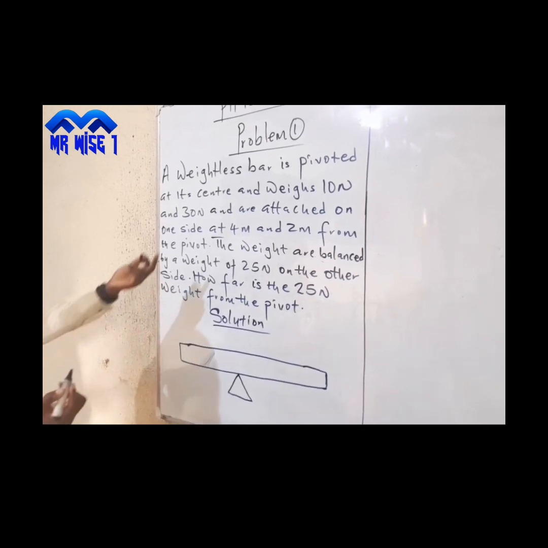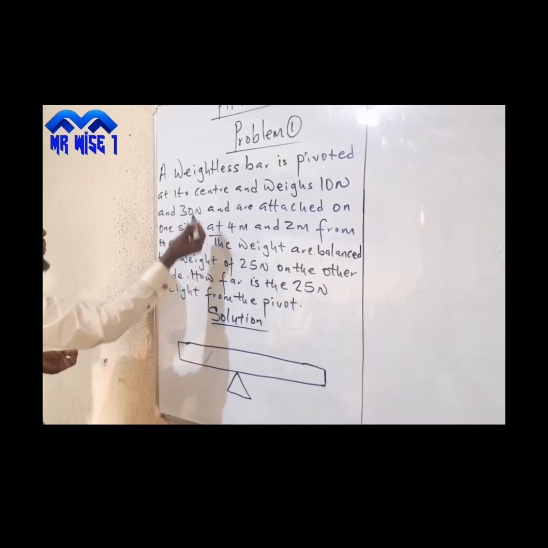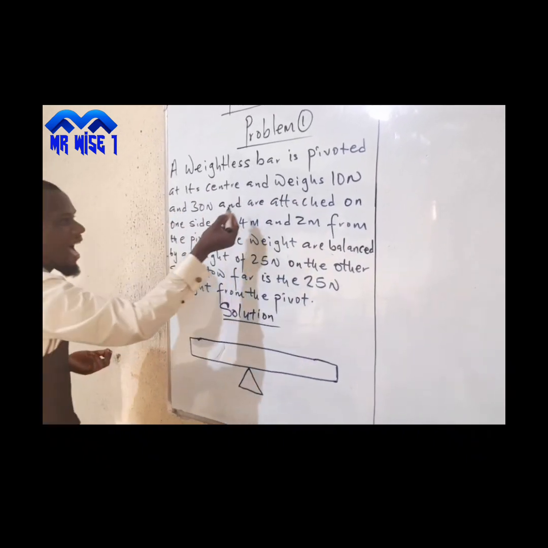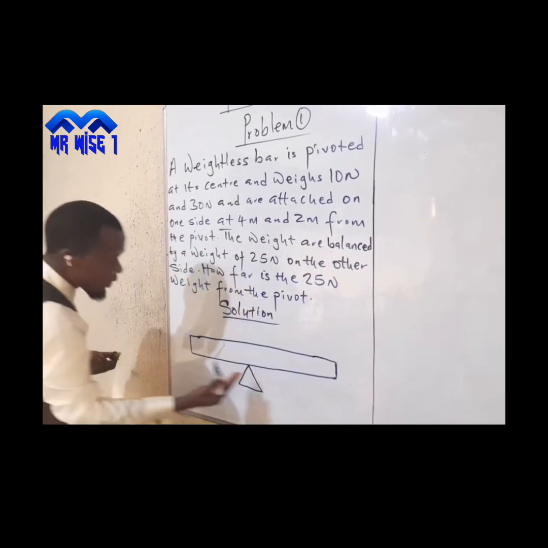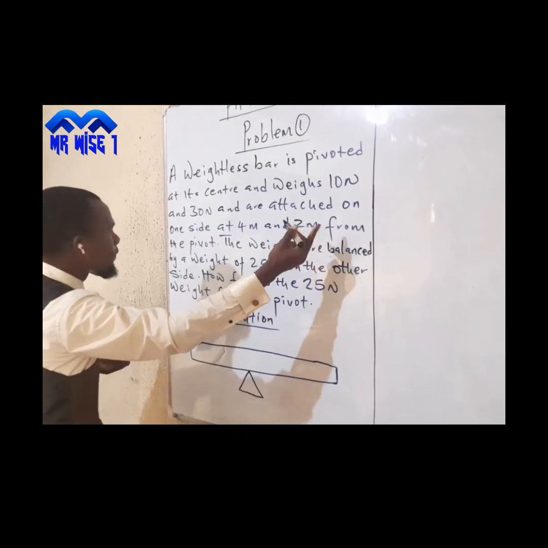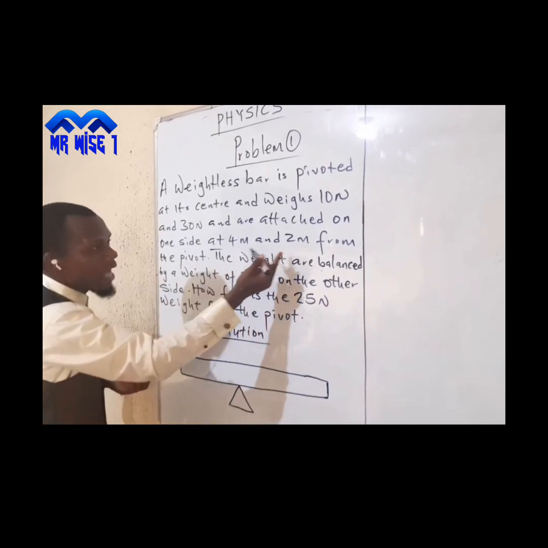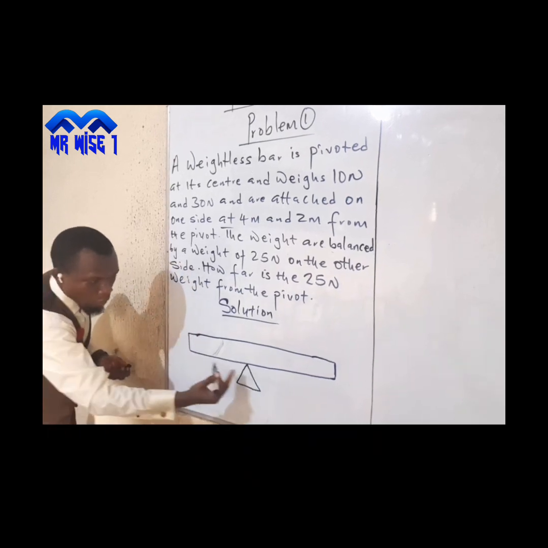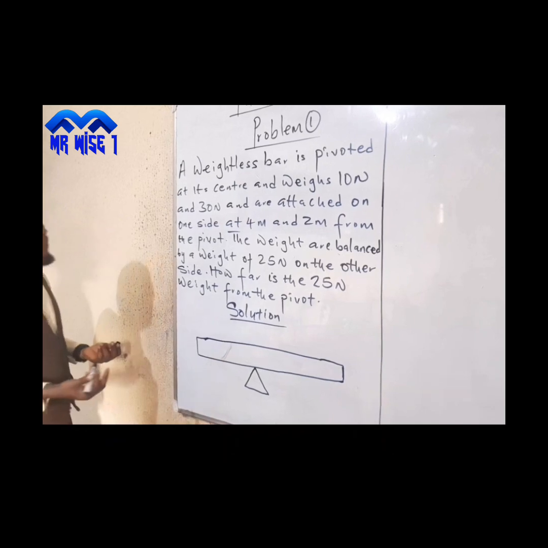Now it says the bar carries weights of 10 Newton and 30 Newton, and they are attached on one side. That means it could be this side or it could be this side, at 4 meter and 2 meter from the pivot. Very important: they say 4 meter and 2 meter from the pivot. That means from this pivot, 4 meter and 2 meter is what is applied.